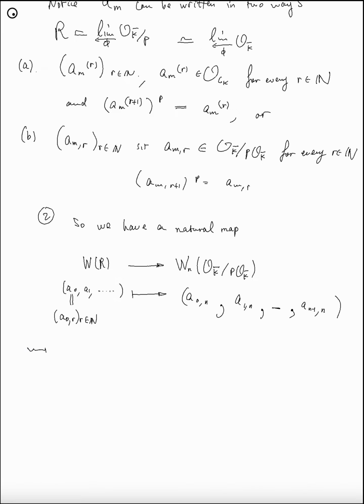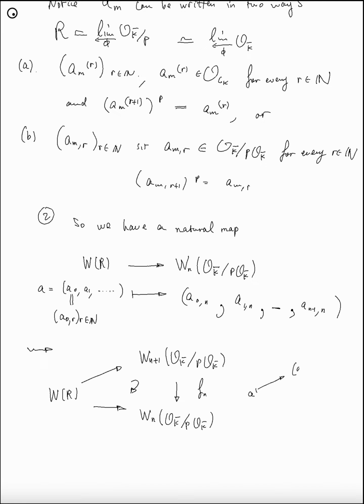And this in particular gives a commutative diagram as follows. So let's start with WR and then map it by our just constructed map to WN, with this vertical map Fn. So let me call this A. So A is mapped to here A0n, A1n, and so on.